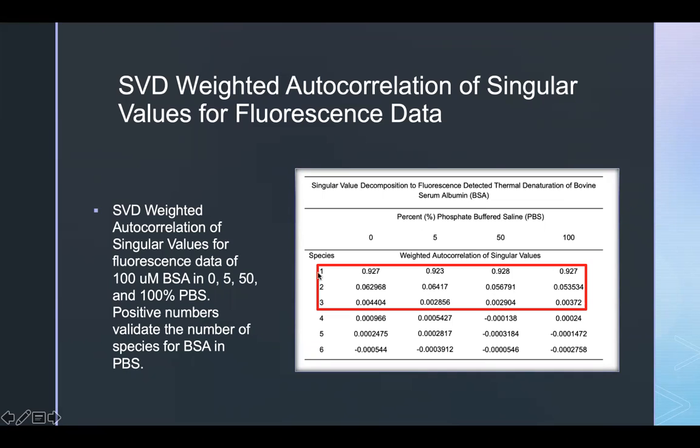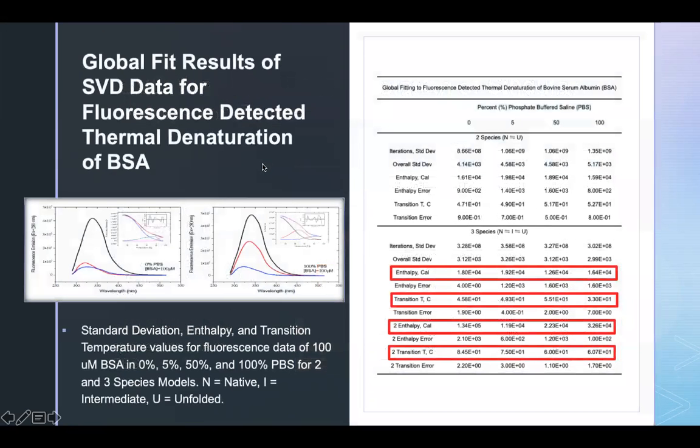And we can tell that there's around 3 states here because of a greater amount of our weighted autocorrelations and also a lack of negative values. And so undergoing a global fit allows us to visualize this data in more simple terms. We can turn this into this 3 line right here, which indicates 3 states. These global fits also allow us to look at different enthalpy and transition temperatures of our native to intermediate, and then intermediate to unfolded states.